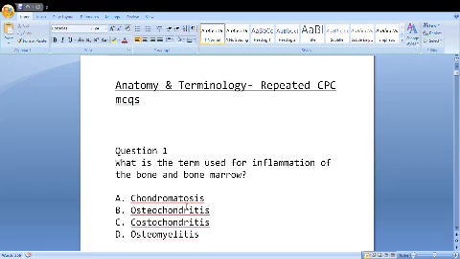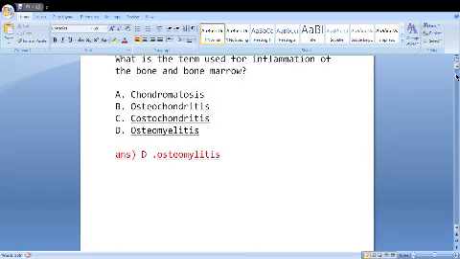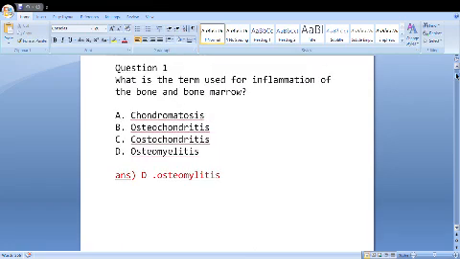There are 4 options. Option A, chondromatosis, option B, osteochondritis. Option C, costochondritis. Option D, osteomyelitis. So the question, inflammation of the bone and bone marrow, you know that. The answer is option D. The right answer is option D, osteomyelitis.